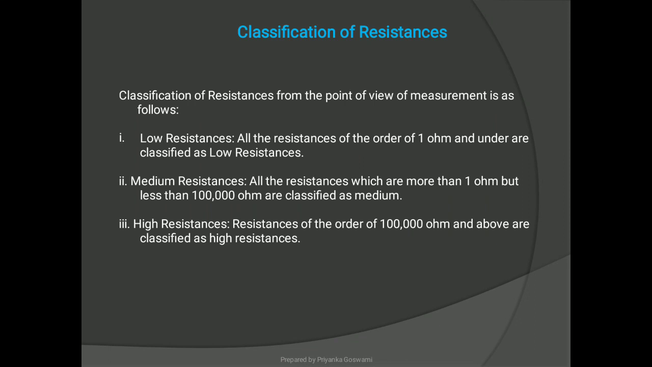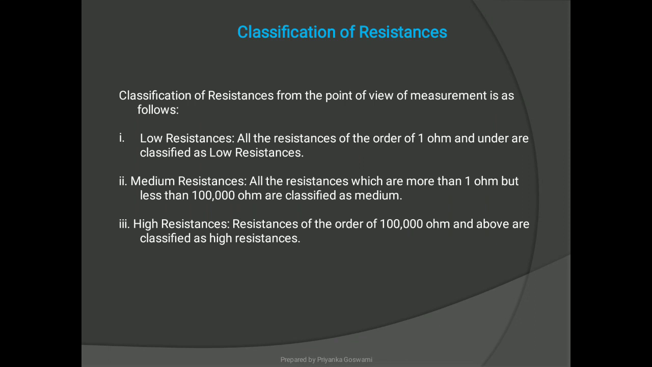Number 2. Medium resistances. This class includes resistances from about 1 ohm upwards to about 100 kilo ohm. In practice, the majority of the electrical apparatus used have resistances which lie in between these limits.